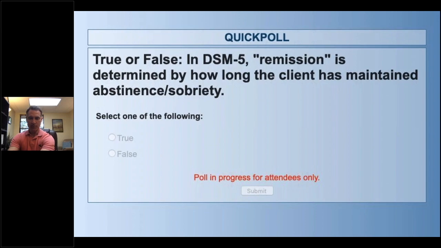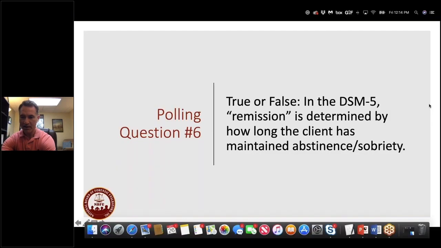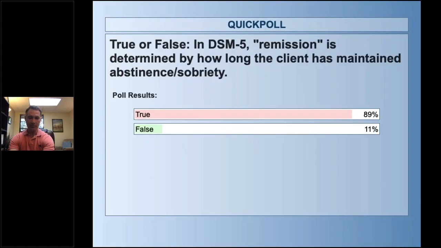True or false? We'll give you a moment to chime in. And with about 70% of you having chimed in, actually looks like 75% or so of you, we'll close this out and share our results. 89% of you said true and 11% said false. Again, I'm going to go with the minority on this one.